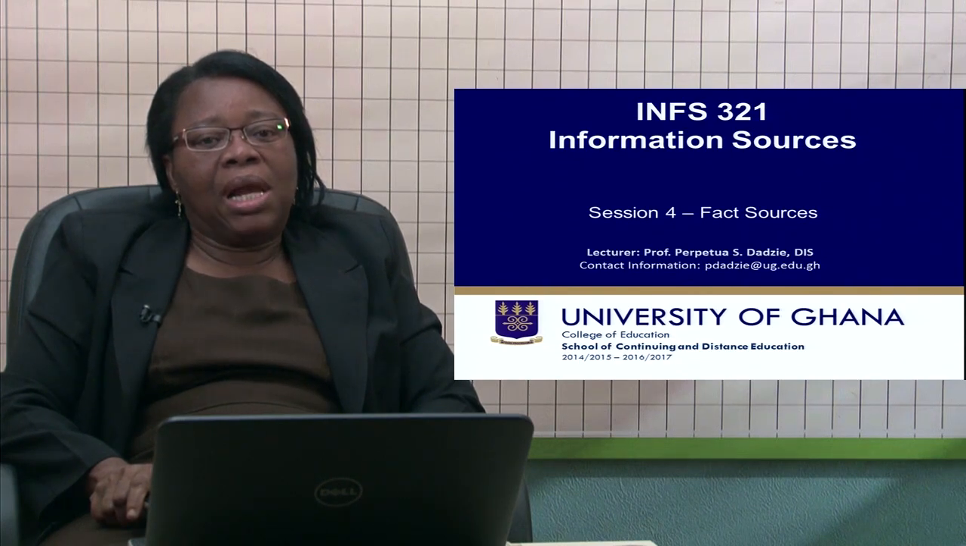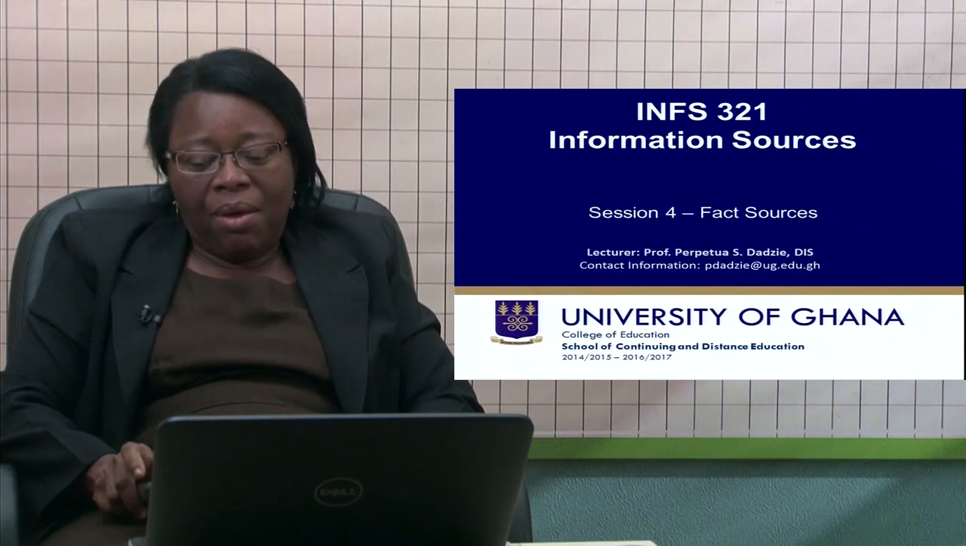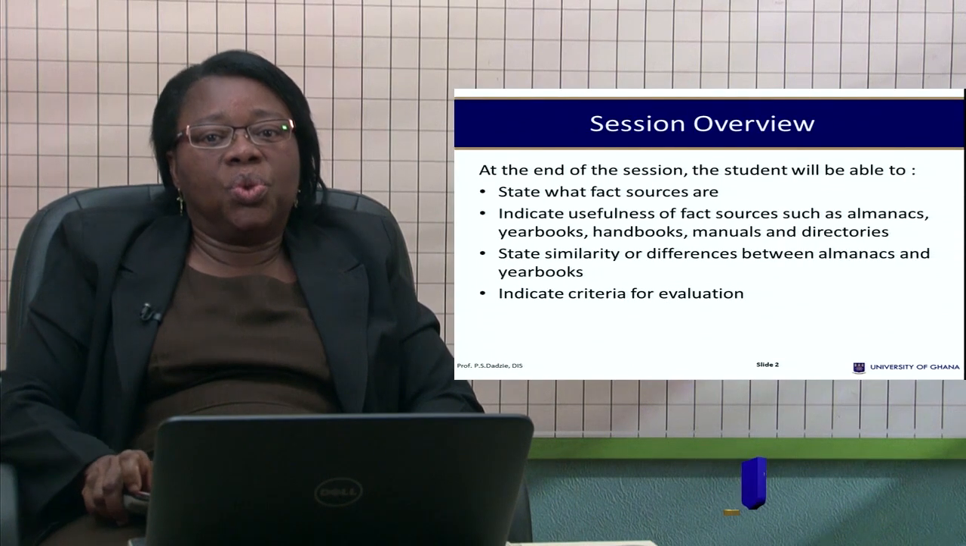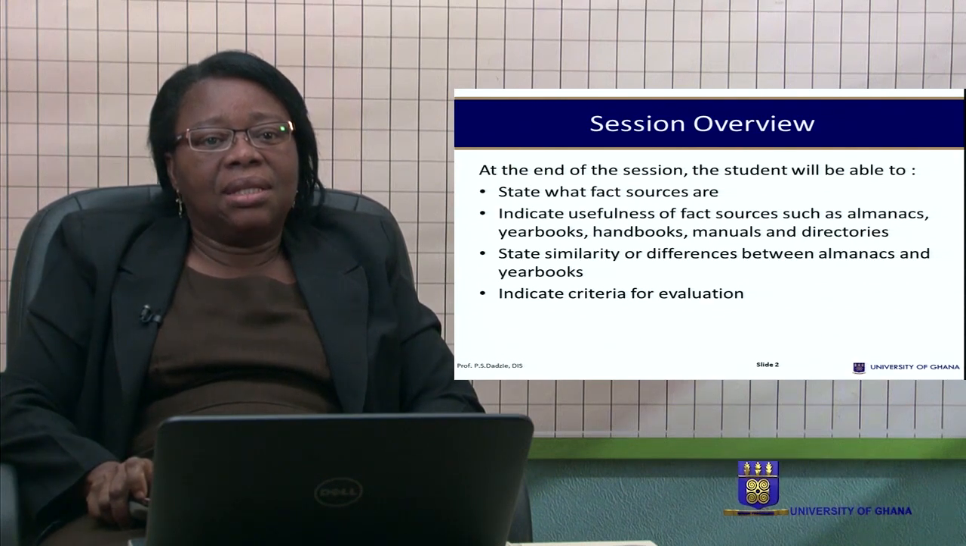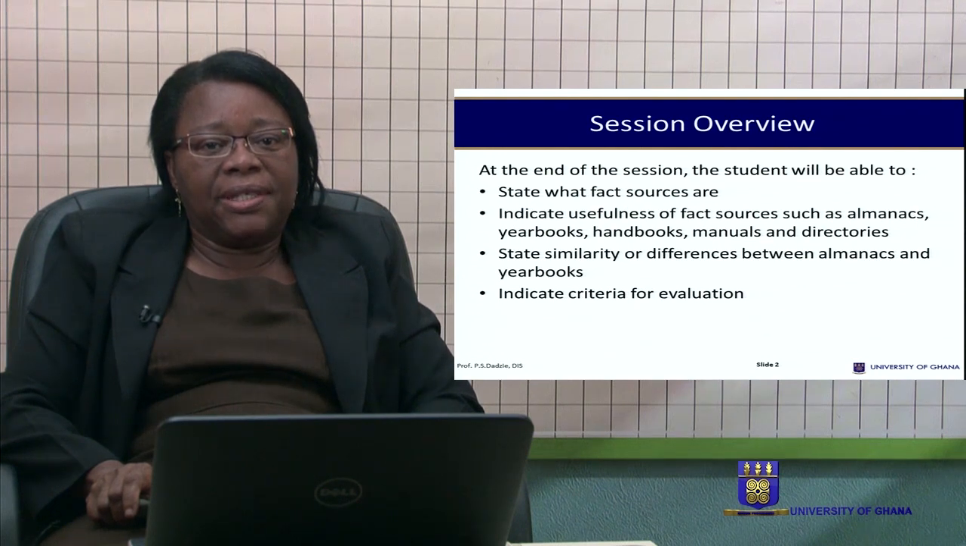Students, you remember we classified information sources or reference sources into control, access, directional, and then source types. We are going to examine from this session and subsequent sessions all the control, access, directional sources, as well as the source types. We are starting with fact sources. If you remember, we mentioned fact sources to include almanacs, yearbooks, handbooks, manuals, and directories.